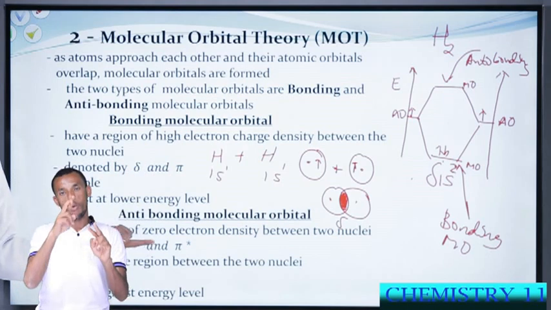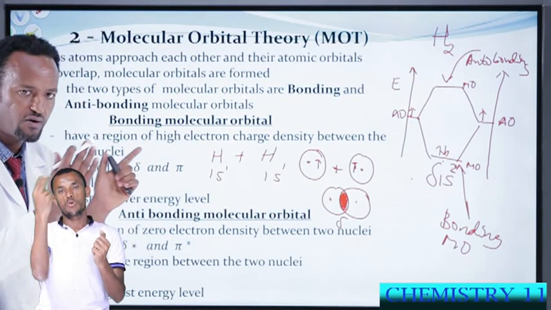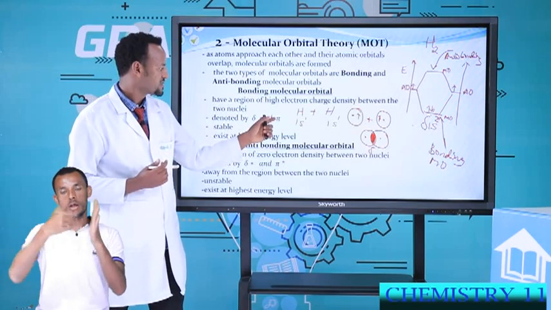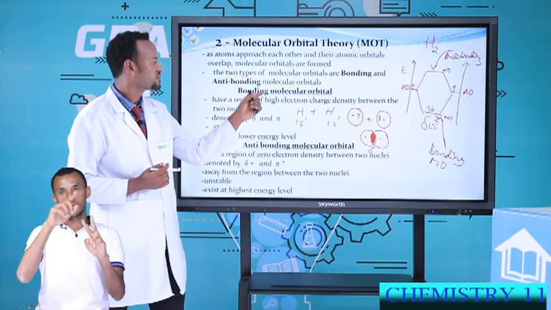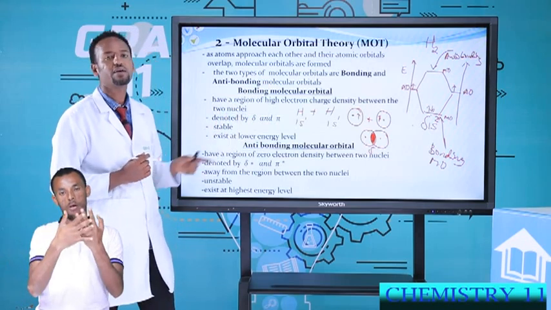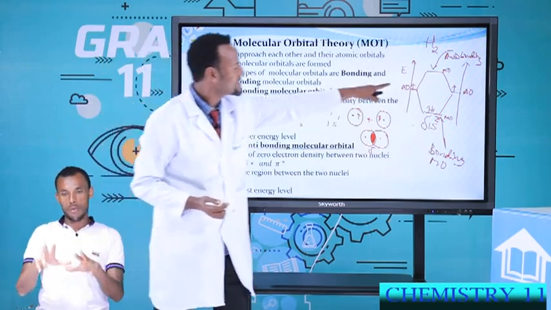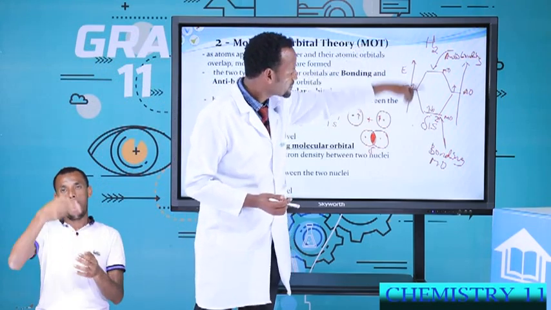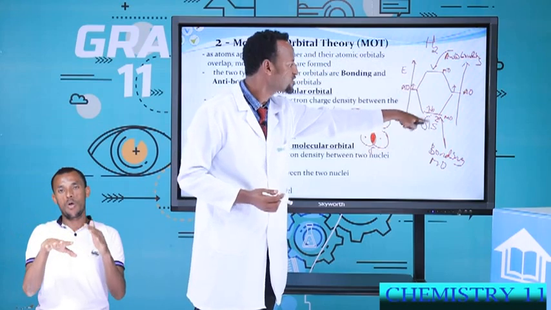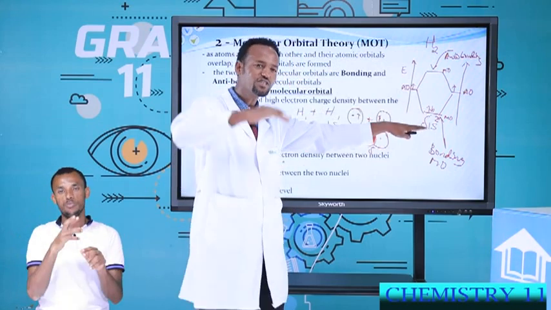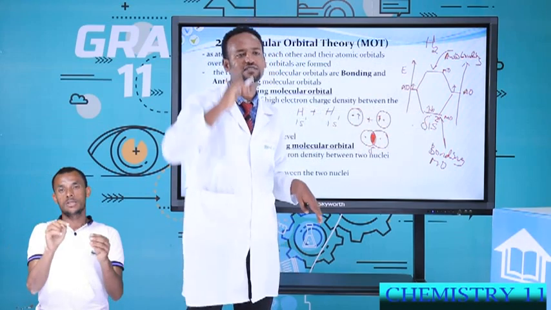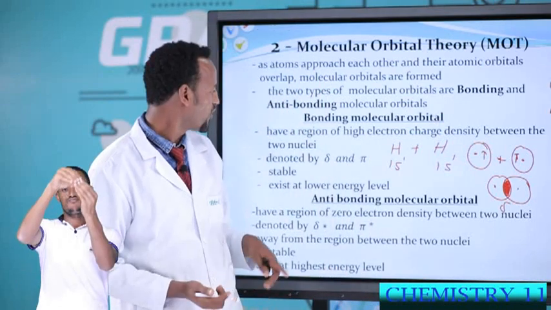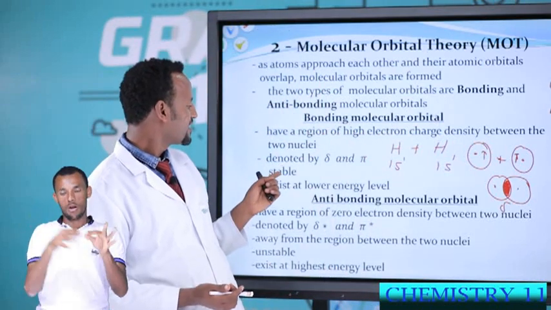Pi means it is formed by a parallel overlap, side to side or lateral. Sigma and pi are for bonding molecular orbitals. Is it stable? Yes. Look at this diagram for H2. This is a higher energy level and this position is the lower energy level. The lower energy level is always stable. As the energy increases, the stability decreases. As the energy decreases, the stability increases.